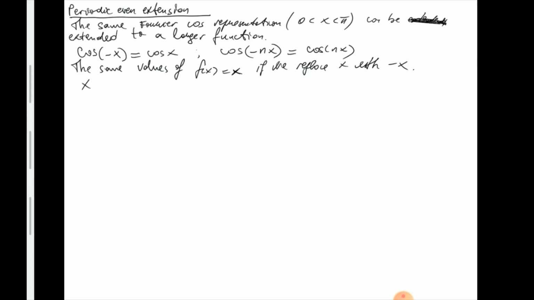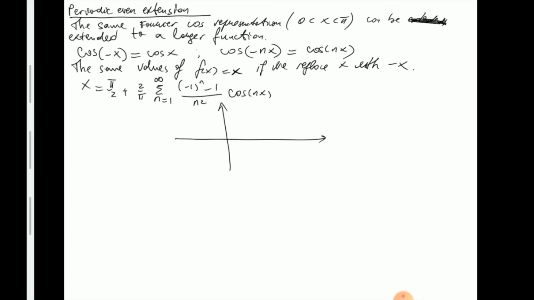Because the cosine representation, x, was given as pi over 2 plus 2 over pi times the summation from 1 to infinity of minus 1 to the n minus 1 over n squared cosine of nx. If you look at the graph, let's say this is 0 and pi, the starting point, f of x equals x between 0 and pi. We get the same values in this series if we replace x with minus x. So that means the graph is flipped to the left side over the y-axis.